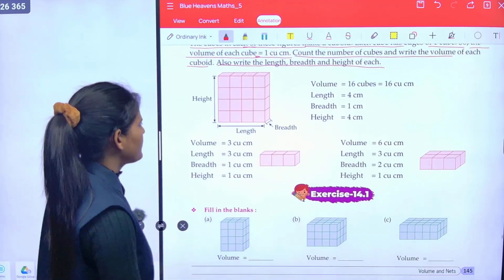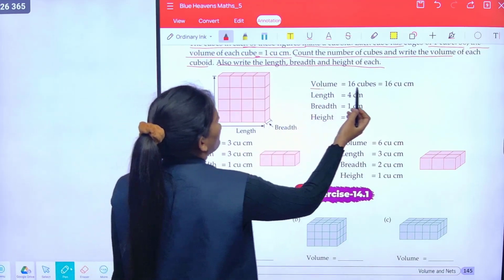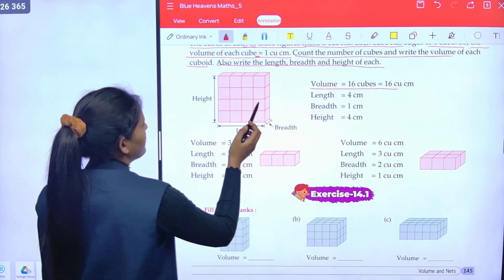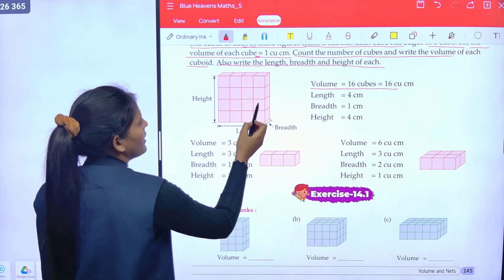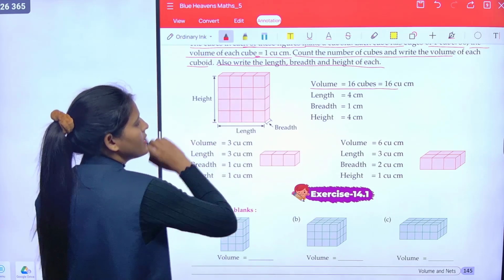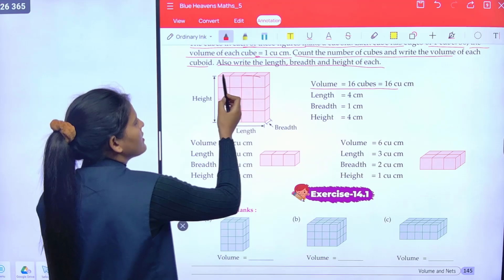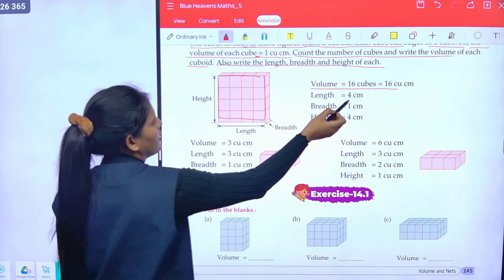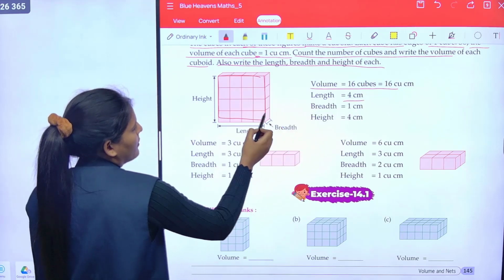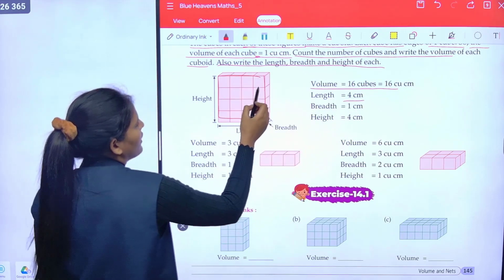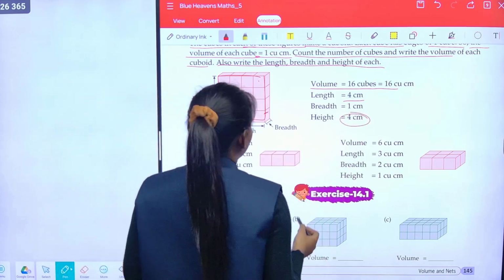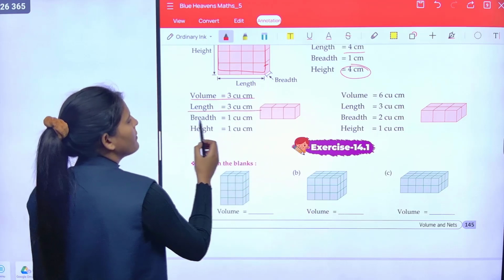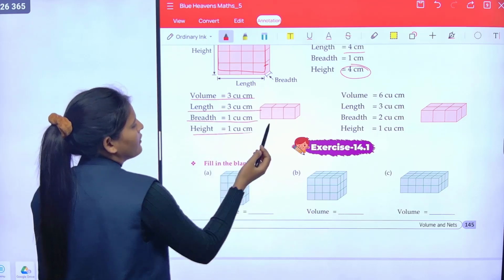Class, see. Now, volume is equal to 16 cubes, which is 16 cubic centimeters. Now 1, 2, 3, 4, 5, 6, 7, 8, 9, 10, 11, 12, 13, 14, 15, 16. So volume क्या हुआ क्लास इनका? 16 हुआ. Okay, length 1, 2, 3, 4. Breadth 1. Breadth क्या हो गई? 1. Height 1, 2, 3, 4. Understand? Now volume 3 cubic centimeters, length 3 centimeters, breadth 1 centimeter, height 1 centimeter.